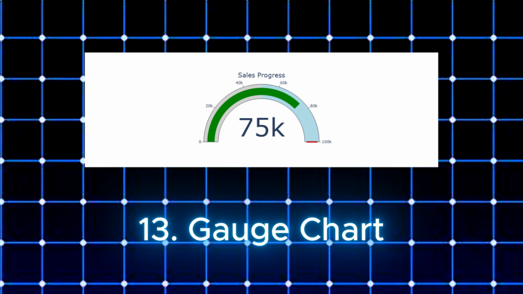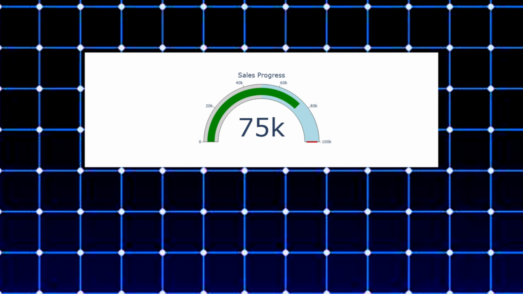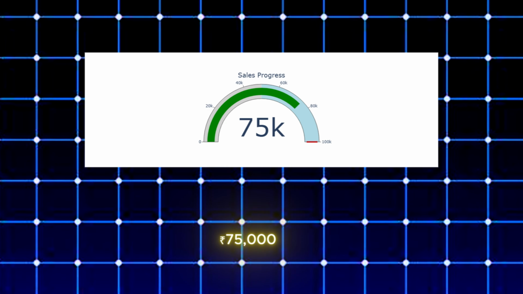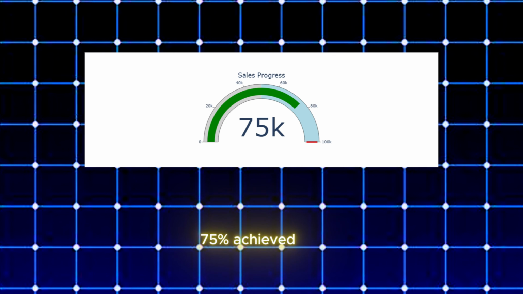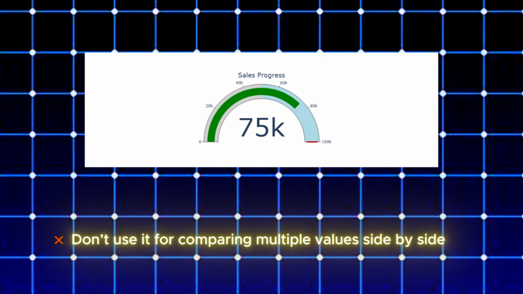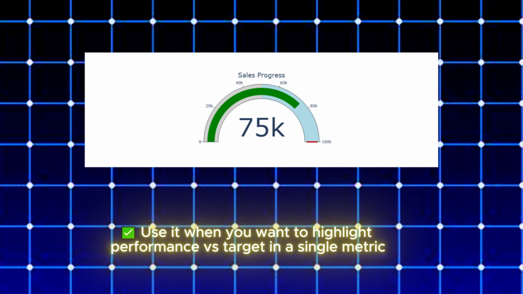Number 13, gauge chart. A gauge chart is like a speedometer, best for showing progress toward a target. Example, a sales team has a target of 1 lakh rupees. If sales are 75,000 rupees, the gauge needle shows 75% achieved. Don't use it for comparing multiple values side by side. Use it when you want to highlight performance versus target in a single metric.